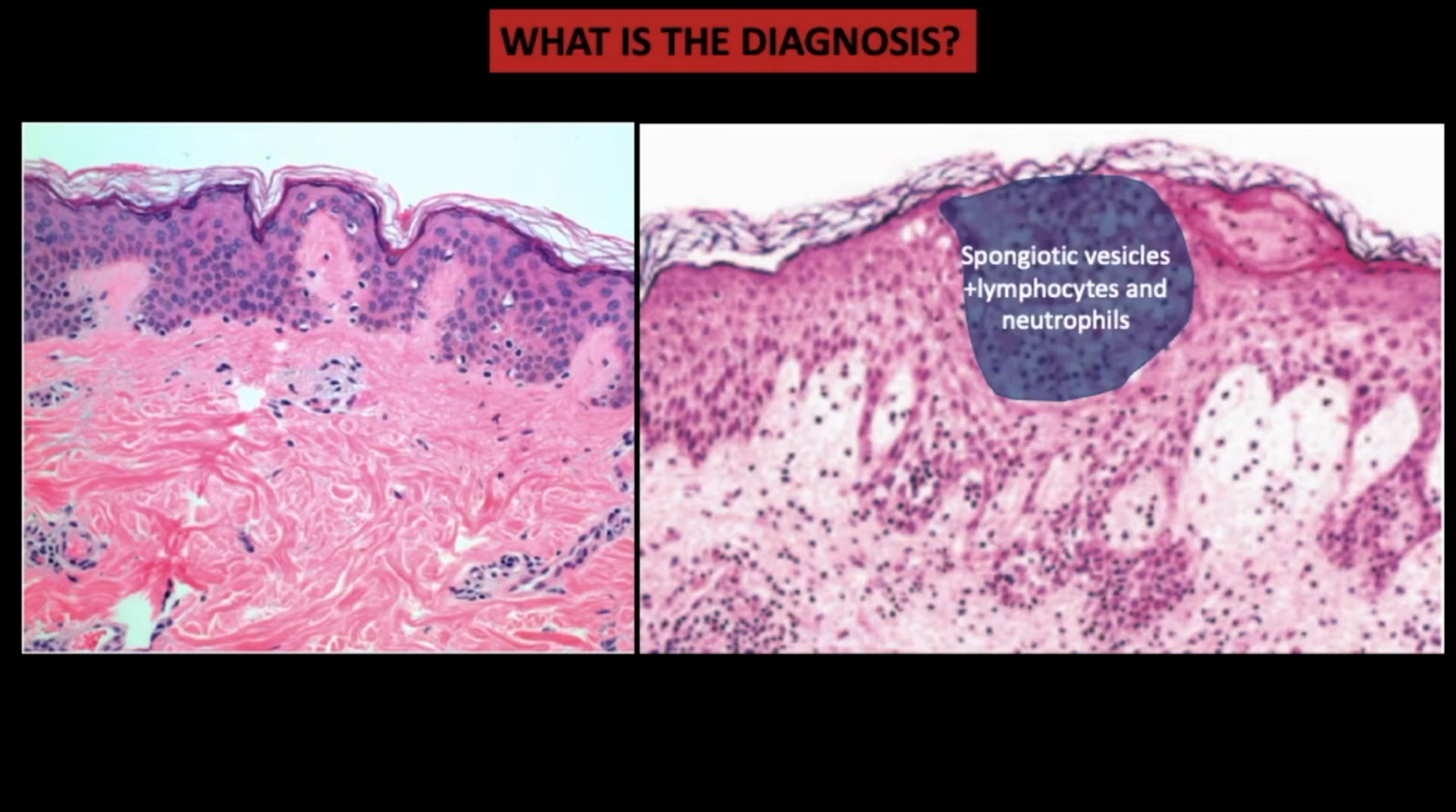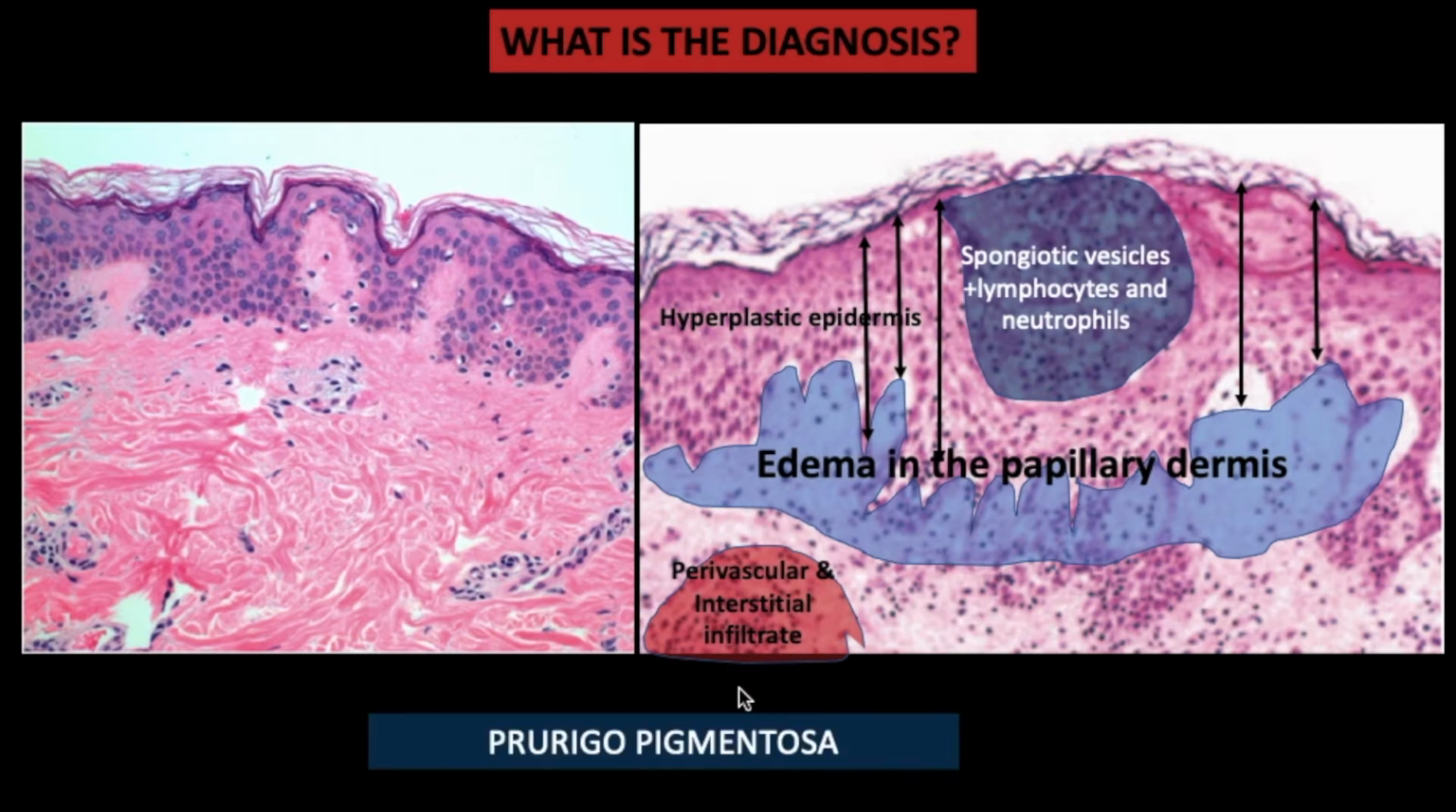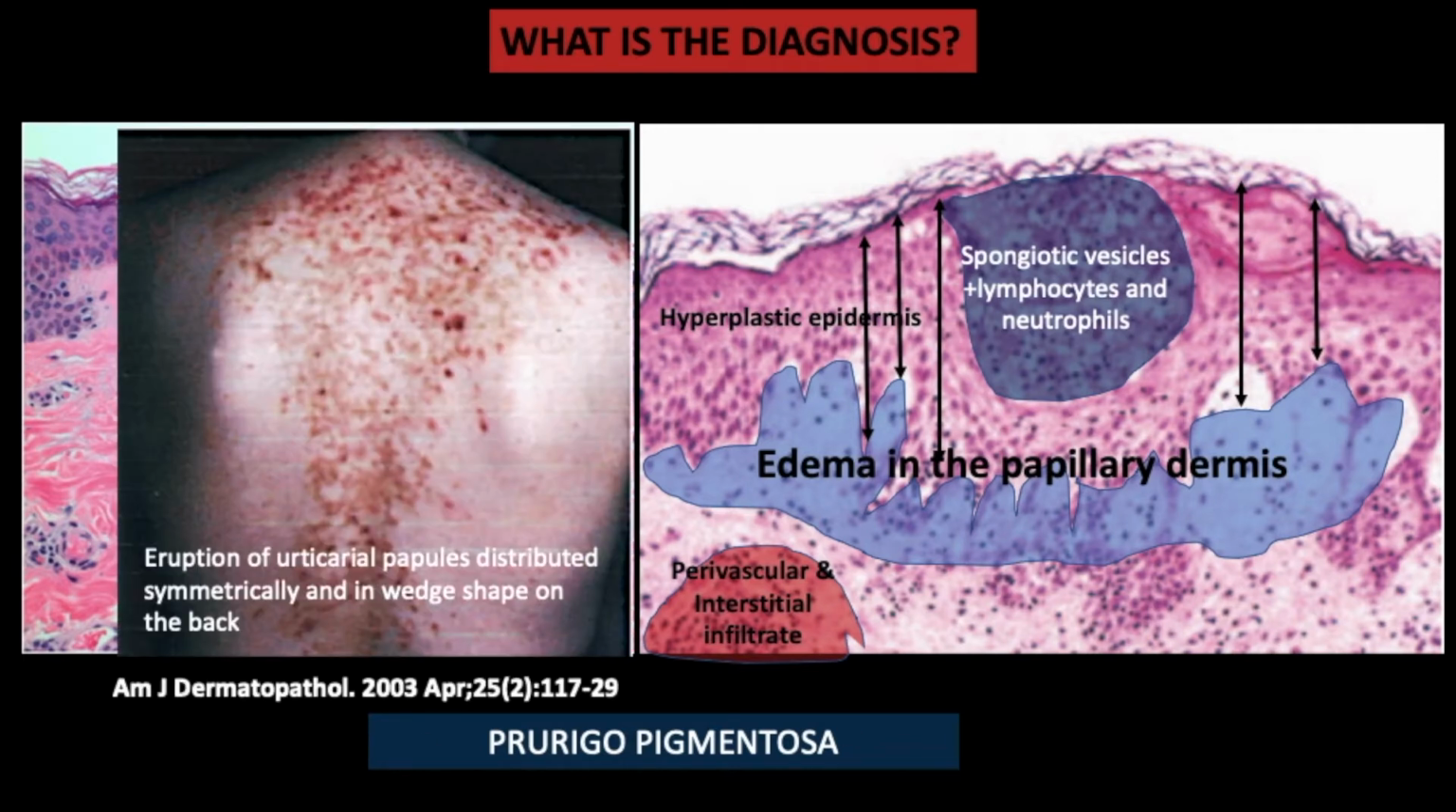So in this disease, we see vesicles that are filled with lymphocytes and neutrophils. We also see that the epidermis is hyperplastic. We see there is edema in the papillary dermis, and there is a perivascular and interstitial infiltrate. So this is a specific diagnosis of prurigo pigmentosa because the clinical picture is unique, with eruption of urticarial papules distributed symmetrically in a wedge shape on the back.